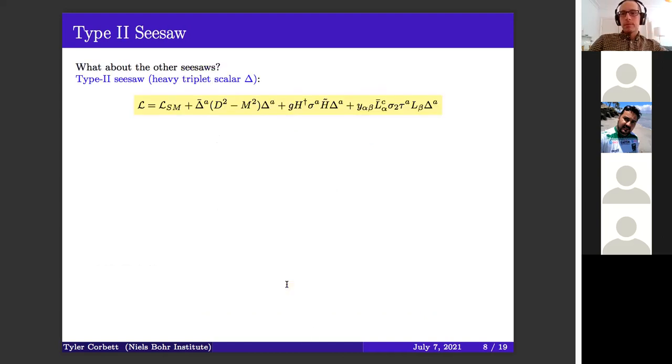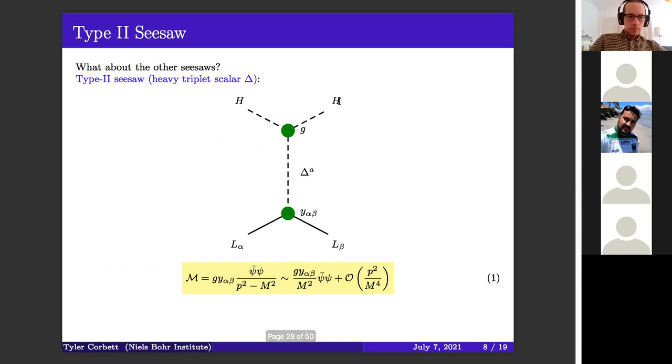Now, I can also look at type 2 seesaw, where I introduce a heavy triplet scalar, and I'm going to burn through this a little bit quickly compared to the last slide to try to get to my last slides in this talk. So I've got an interaction between the two Higgs doublets and this triplet. I've got a Yukawa interaction between the two leptonic doublets and the triplet. This one has mass dimension, and I get another diagram. This diagram, again, couples two Higgs doublets to two leptonic doublets. There's the exchange of the heavy field.